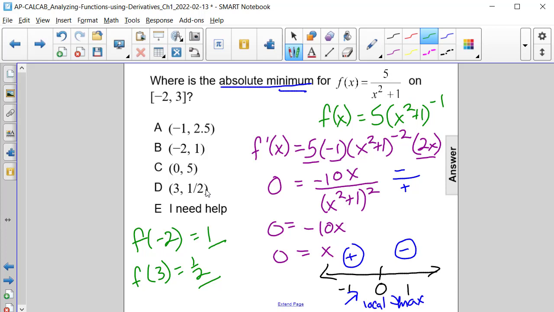So (3, 1/2) is our absolute minimum value. Answer choice D.